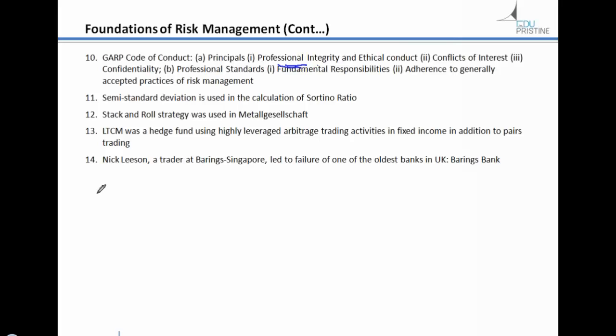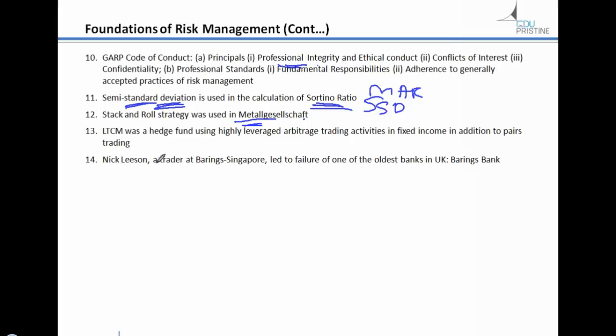Stack and roll strategy was used in Metallgesellschaft's case. What happened in the Metallgesellschaft case, how the crisis happened, was it bought a huge quantity of futures contracts of the same expiry, and it liquidated prior to expiry, and it later rolled over into another huge quantity of long contracts of a longer expiry. The huge quantity is known as stack, and the roll is when it rolls over by selling the near month contracts and then later buying the longer term contracts.